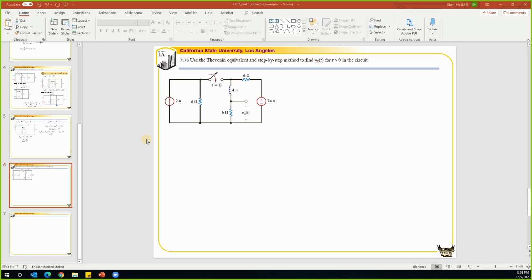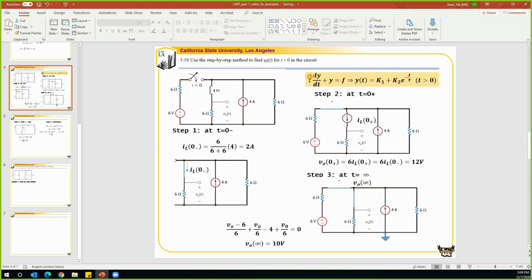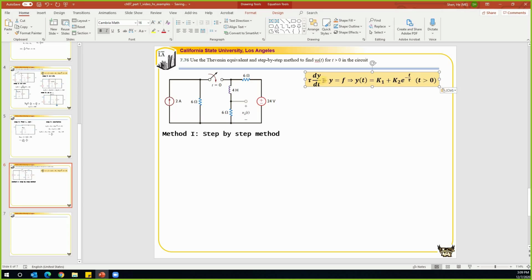In the last example, we're going to use a Thevenin equivalent and a step-by-step method to find VO for t greater than 0 in the circuit. In the step-by-step method, we look for the constants in the solution to the differential equation directly. This is the conclusion that we're going to use. In this problem, we are looking for VO.